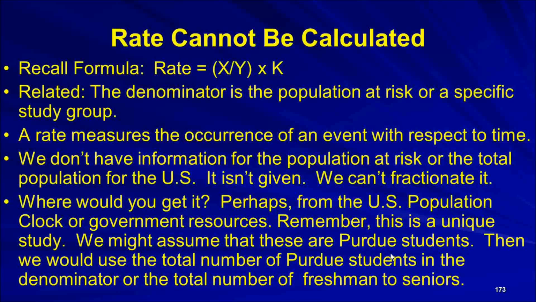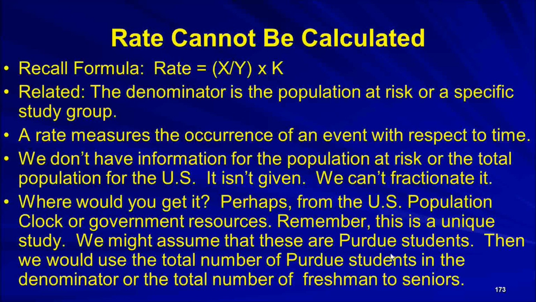Rate cannot be calculated. Recall the formula. The rate is x over y times k. Related, the denominator is the population at risk or a specific study group, and we'll get to why we can't calculate it. A rate measures the occurrence of an event with respect to time. We don't have information for the population at risk or the total population for the U.S.